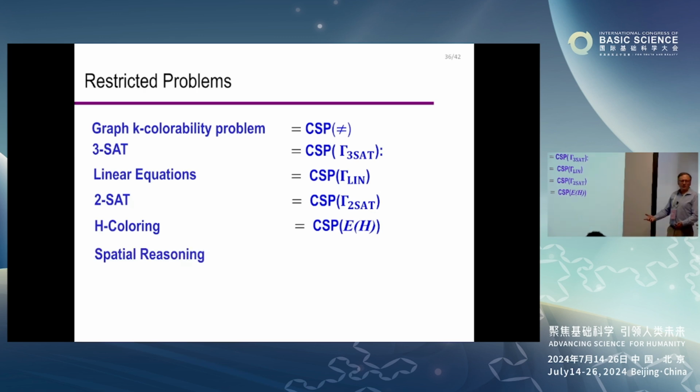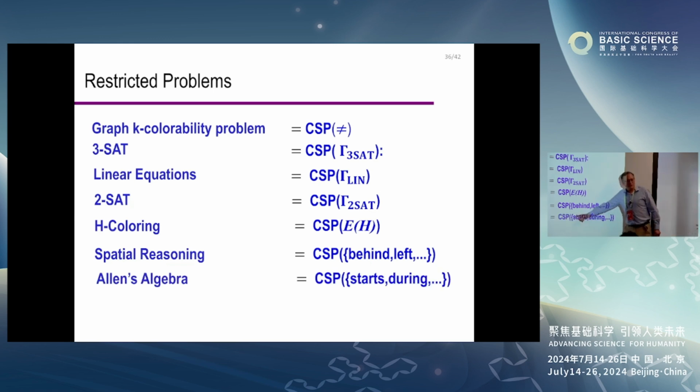Okay. Spatial reasoning. Remember this guy hiding behind a cupboard, right? So that's a CSP of all kinds of relations like this: behind, left of, right of, and so on and so forth. Allen's algebra. Same thing. It's a CSP of those relations: starts, during, etc., etc. What about Sudoku? Probably can spend like 10 seconds for you to think about Sudoku.